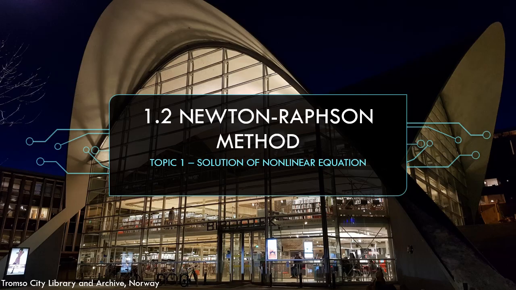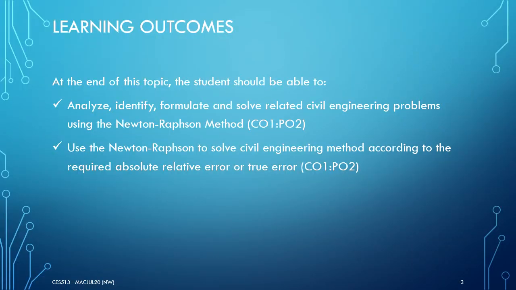So now we continue with the second subtopic in Chapter 1, which is the Newton-Raphson Method for solution of nonlinear equations. As usual, your learning outcome at the end of this topic is to analyze, identify, formulate, and solve related civil engineering problems using the Newton-Raphson Method, which covers course outcome number 1 and program outcome number 2. You should be able to use the Newton-Raphson method to solve civil engineering problems according to the required absolute relative error or true error.